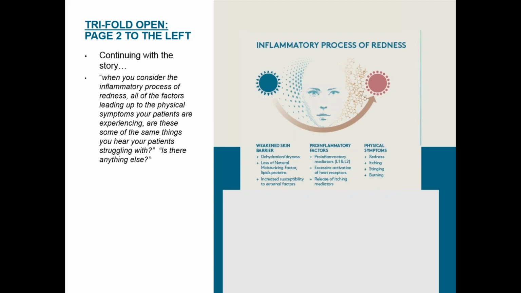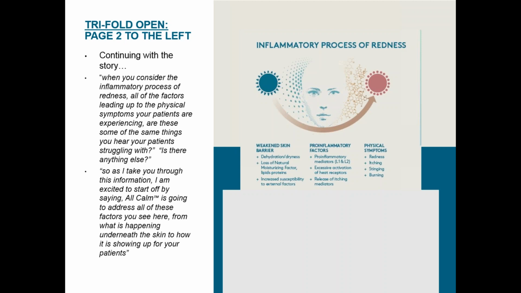So, you know, when you look at the three things here, the weakened skin barrier, the pro-inflammatory factors, that's where we were really thinking with the ingredients that we chose with great intention to help soothe underneath the skin so that the physical symptoms won't show up on the top of the skin. So we can help to manage and soothe those symptoms. So is there anything else that you can think of at this point when you think about the physicality of what's showing up for your patients? Again, if they're not talking, try to get them talking. Hopefully by now they're really well into the conversation.